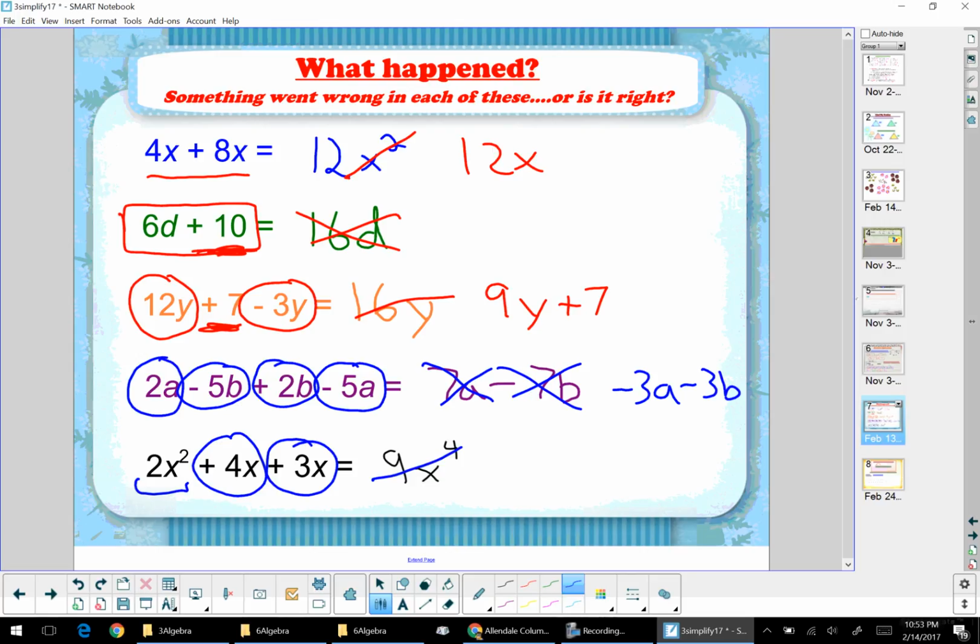So I'm going to start with my 2x squared. That comes over. And then we have our positive 4x plus positive 3x, which gives us a positive 7x. And that is our simplified version.